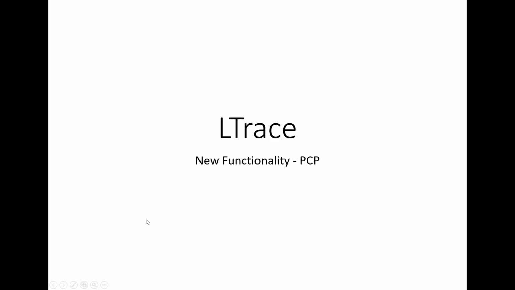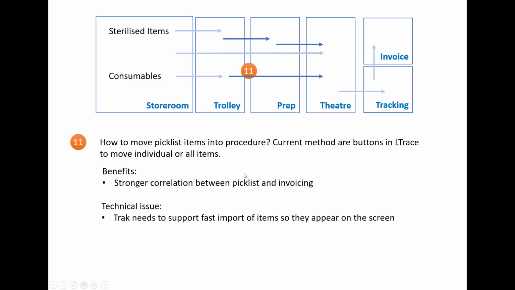Now what I want to do is have a look at the PCP. And so now what we're doing is having a look at how to move the pick list items into the actual procedure. Can we do that? So basically we've got PCP. Can we automatically get all of these items being marked off so that we've got more reliable invoicing automatically? If we can achieve that, you basically are saving yourself time. You've got a lot more accurate information, but there are some technical issues that we're going to have to overcome.